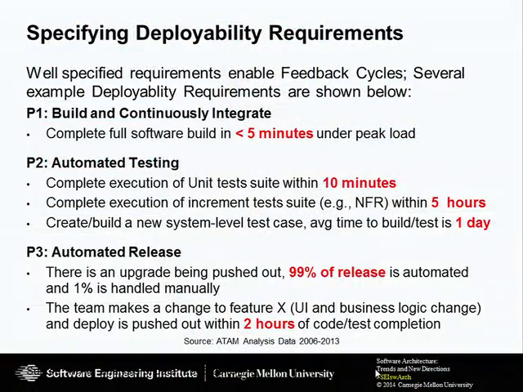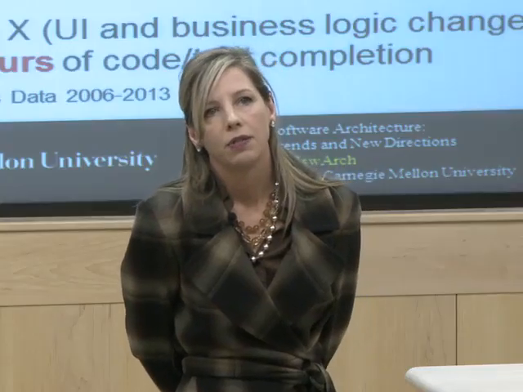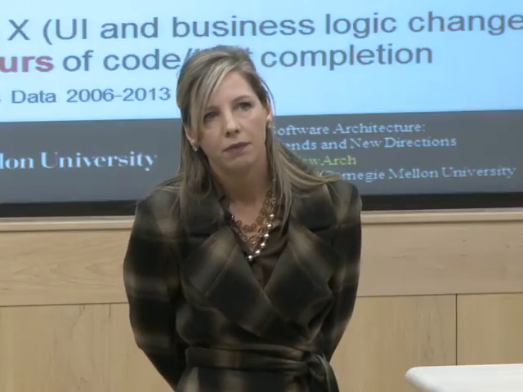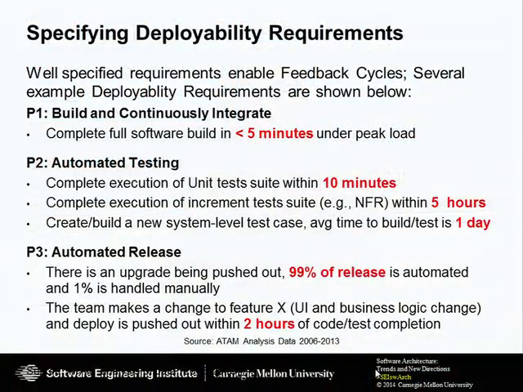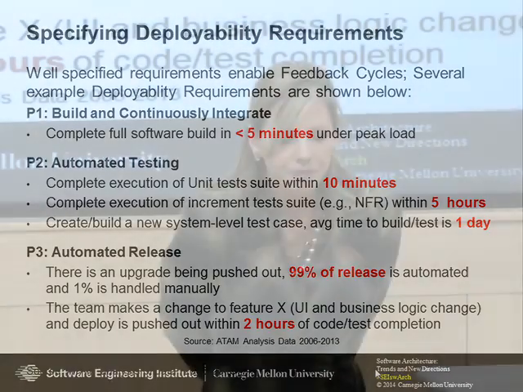So, like I said, well-specified requirements enable feedback cycles. And so we have several examples of deployability requirements shown below that are articulated as quality attribute scenarios. I'll walk through a few of these, and what I've done here is organize these by the simple pipeline steps that I showed earlier. One example under the stage of build and continuously integrate, an example of a well-specified requirement would be: complete the full build within 5 minutes under peak load.